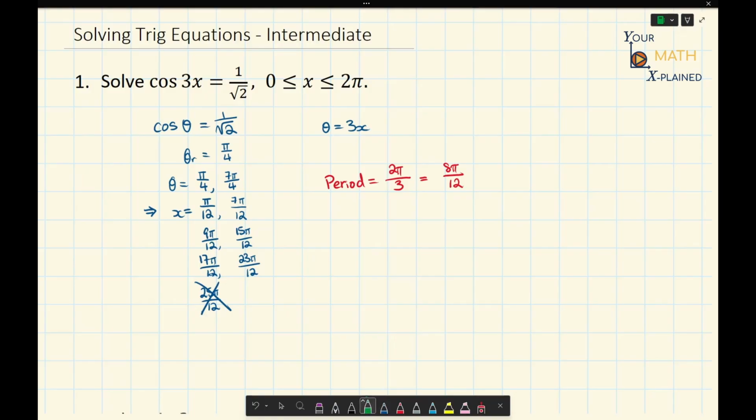So let's just go ahead and write it out once more. So our solutions to this equation here would be x is equal to pi over 12, 7 pi over 12, 9 pi over 12, 15 pi over 12, 17 pi over 12, and finally 23 pi over 12.